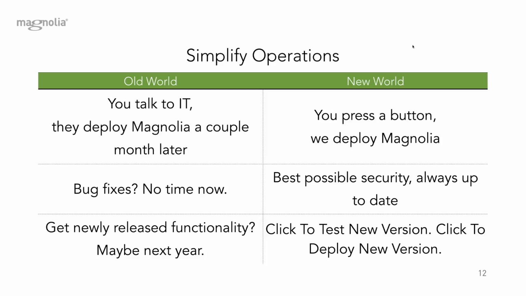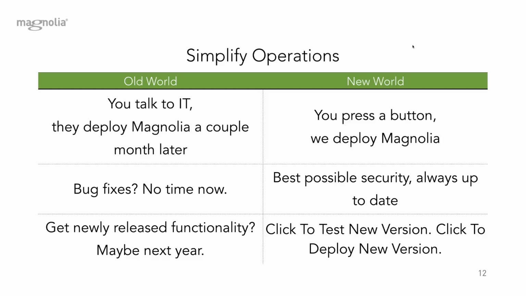How else do we simplify operations? Bug fixes, no time now. This is the old world, right? Something's not working. Well, we're busy rolling out the latest SAP system or whatever. You had to wait. Of course, now you don't want to wait, and there are security implications to that. With Magnolia Now, you can always be on the latest security update and make sure that your system is safe and secure. And also, of course, new functionality, similar thing.